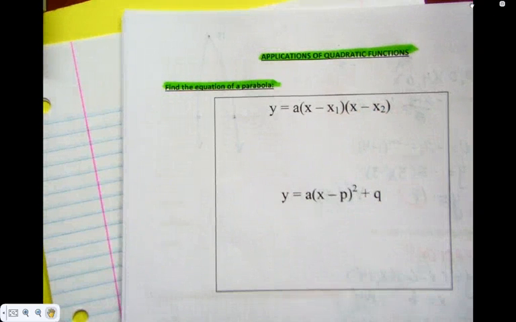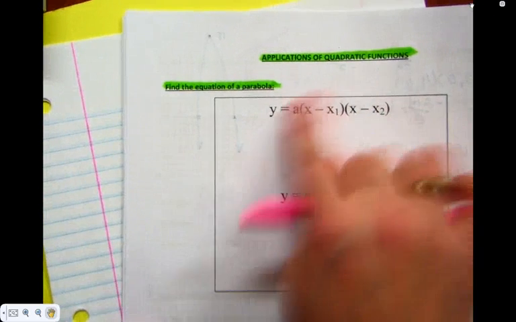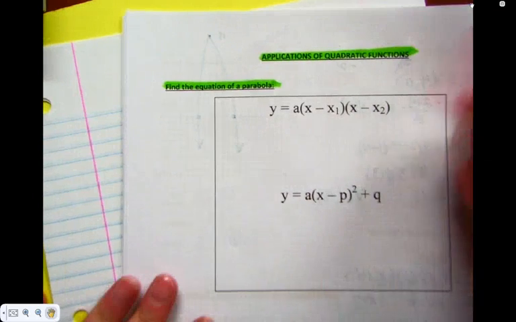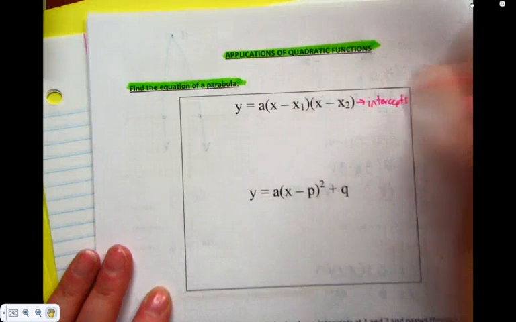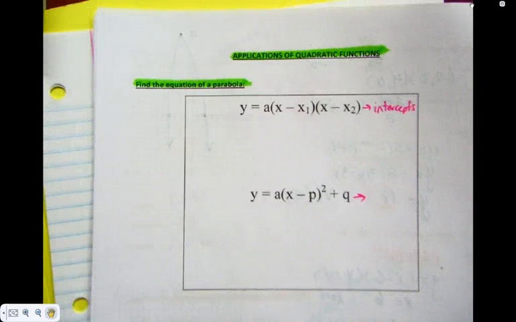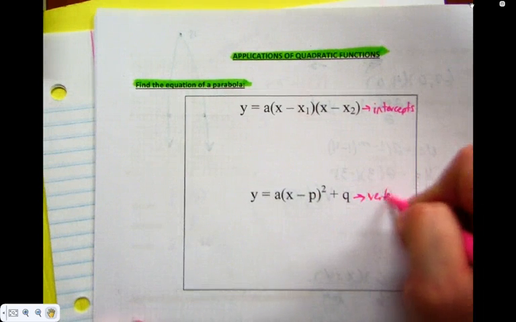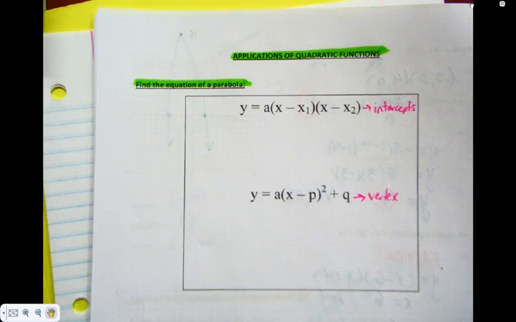These two forms you're going to use just depending on what the question gives you. What do we call this form? Intercept form. Yes, if the question gives you the x-intercepts. The other is general, more specific, it's got another name, vertex form. So it just depends which the question gives you. It's either got to give you the two x-intercepts or it's got to give you the vertex, so that will determine which equation you use.